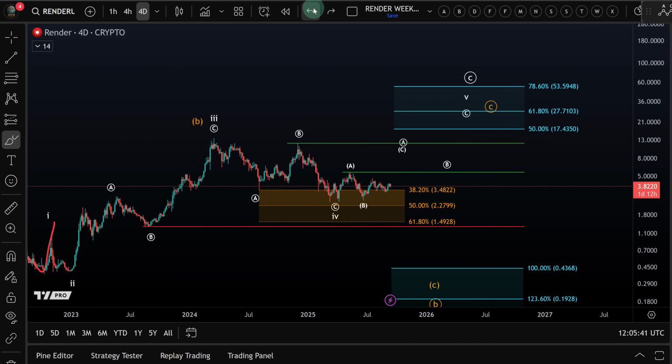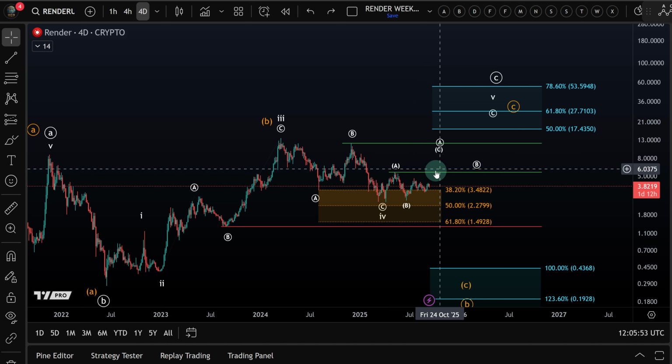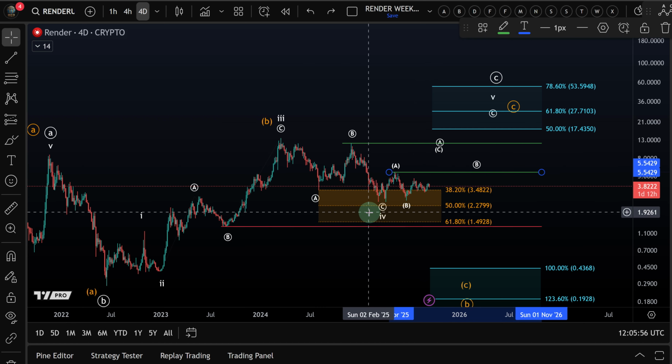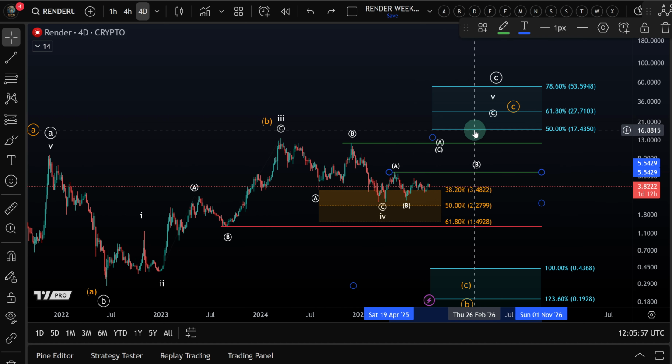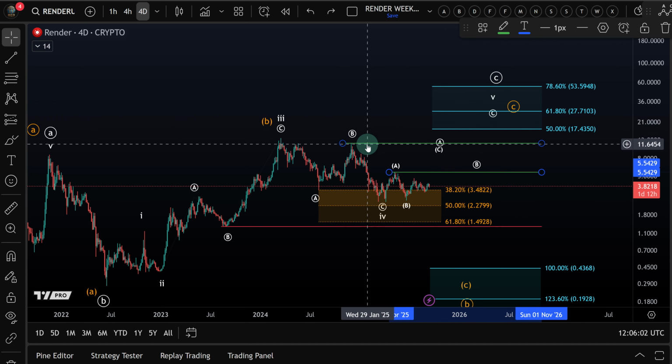From a structural point of view, support levels are between $1.49 and $3.48, and we're exactly in that area from where a 5th wave to the upside could start. Any rally above the green line at 550 could suggest that we are starting the move towards $17.40 plus. There is more resistance along the way, especially that level around $11.90.